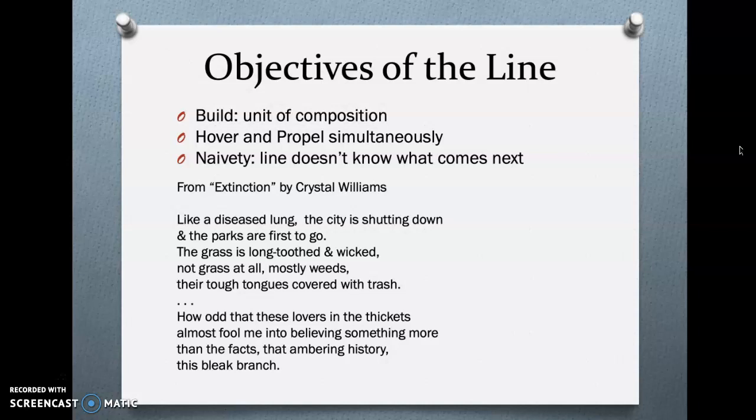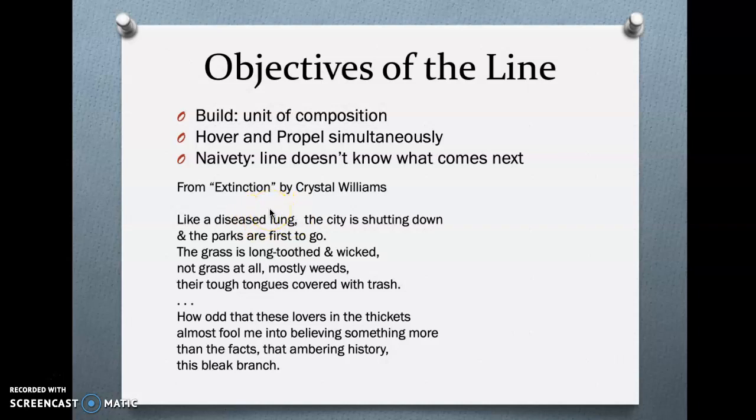One of my favorite poets, Eduardo Corral, did a workshop at CCP one time, and he talked about the idea of the line hovering and propelling simultaneously, and I love this. You want the line to hover a bit, right? You want there to be something that you can hold on to. So if we look at this poem here, "Extinction, like a diseased lung, the city is shutting down." I hover over this "diseased lung" in the line, right? It's the part that catches you a little bit and you hover there a bit.